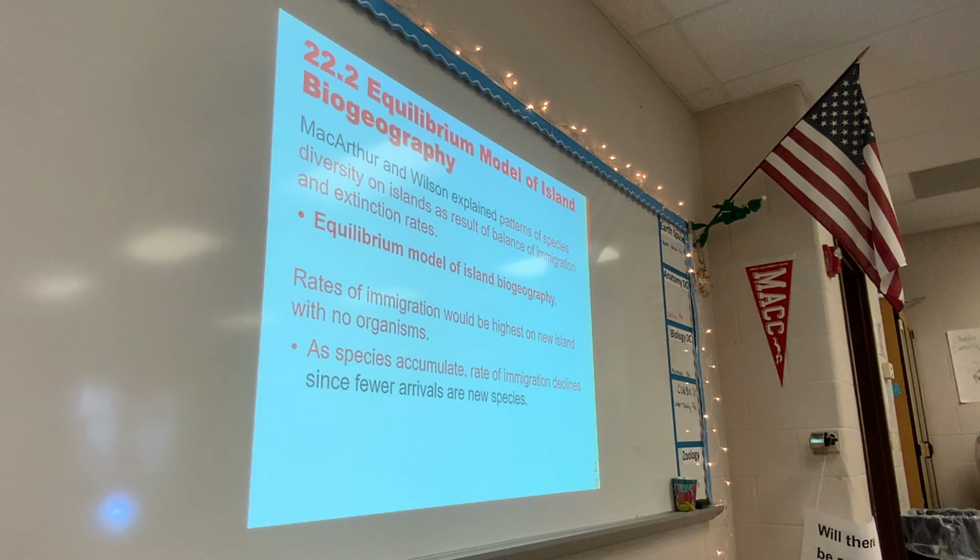So patterns of species diversity on islands are a result of the balance between immigration and extinction rates. This creates an equilibrium model. Typically they find a balance over time, where eventually that carrying capacity is reached. Eventually an equilibrium is reached.